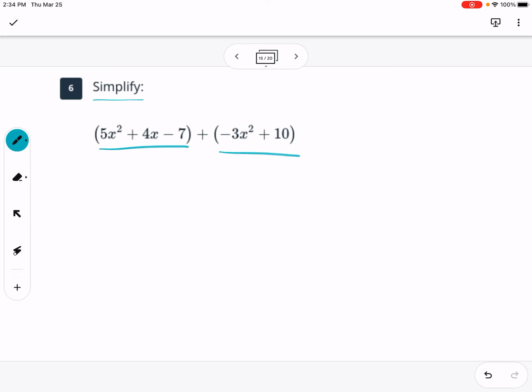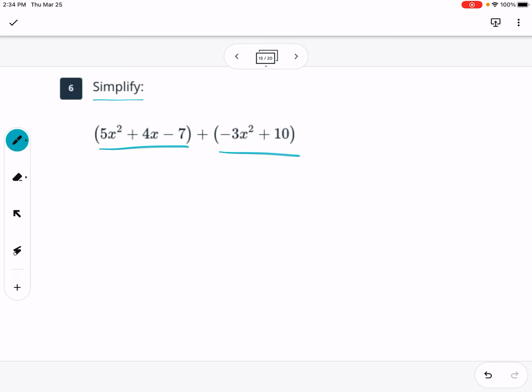In this problem, we're asked to simplify. Now, what does simplify mean in this case? Well, what I notice is that there's an addition sign in between these two parentheses. So right now, I am not multiplying. I am adding this polynomial and this polynomial.